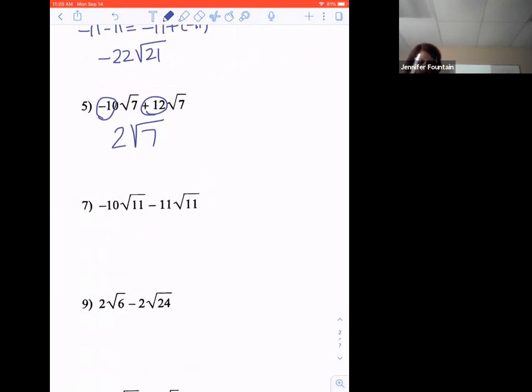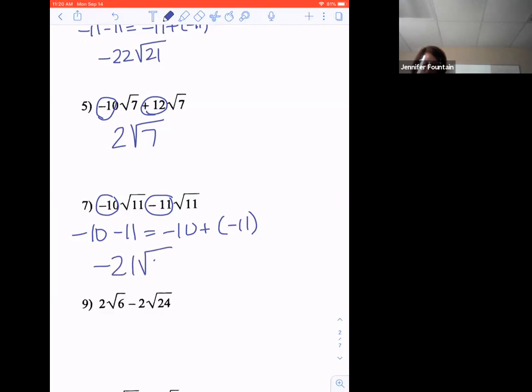Let's look at number 7. -10 minus 11. I'm going to change that to adding the opposite. So that means I have negative 10 plus negative 11. What is negative 10 plus a negative 11? Negative 21. Negative 21 times the square root of 11.